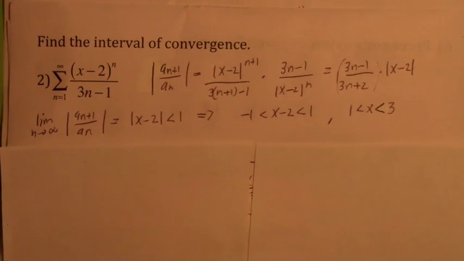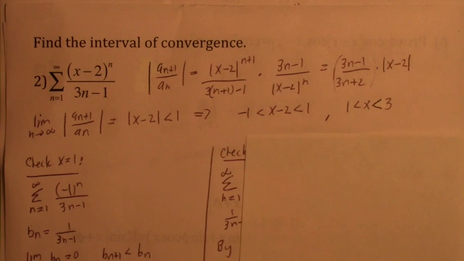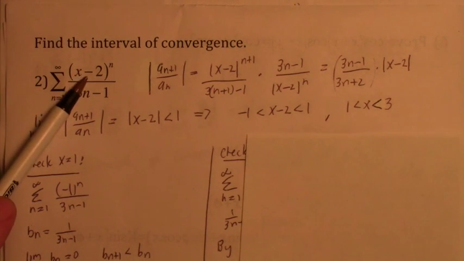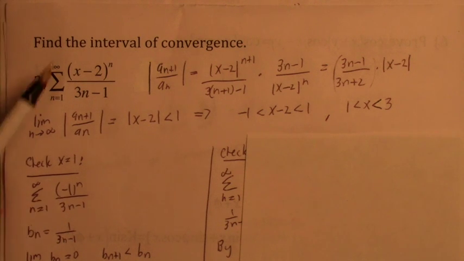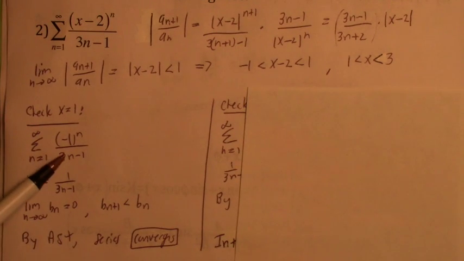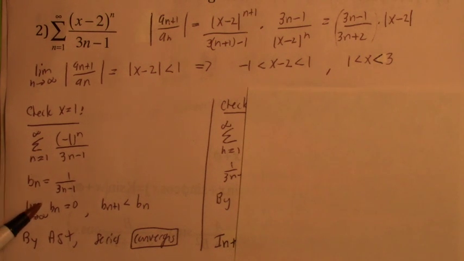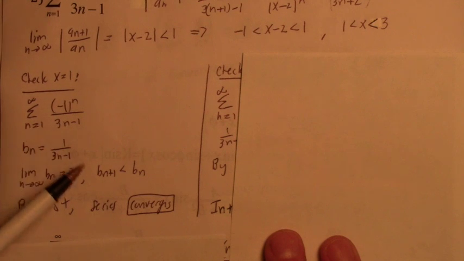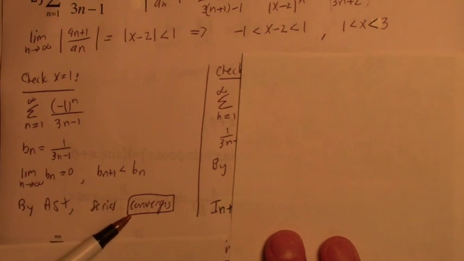But we're not done yet. We have to check the endpoints separately. When you check 1, you go back to the power series, plug in 1, and you get an infinite series. And you can use the techniques that we've looked at. This looks like, by the alternating series test, I'm going to jump right to that because it's an alternating series. The limit goes to 0, and the terms are monotonic decreasing. So this is conditionally convergent at x equals 1. That's all we need. It converges at 1.